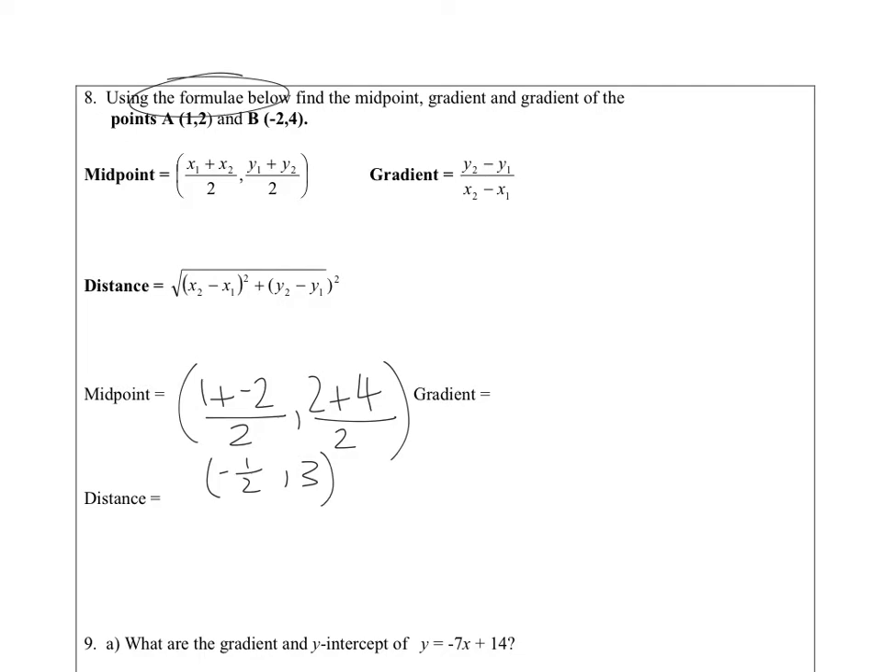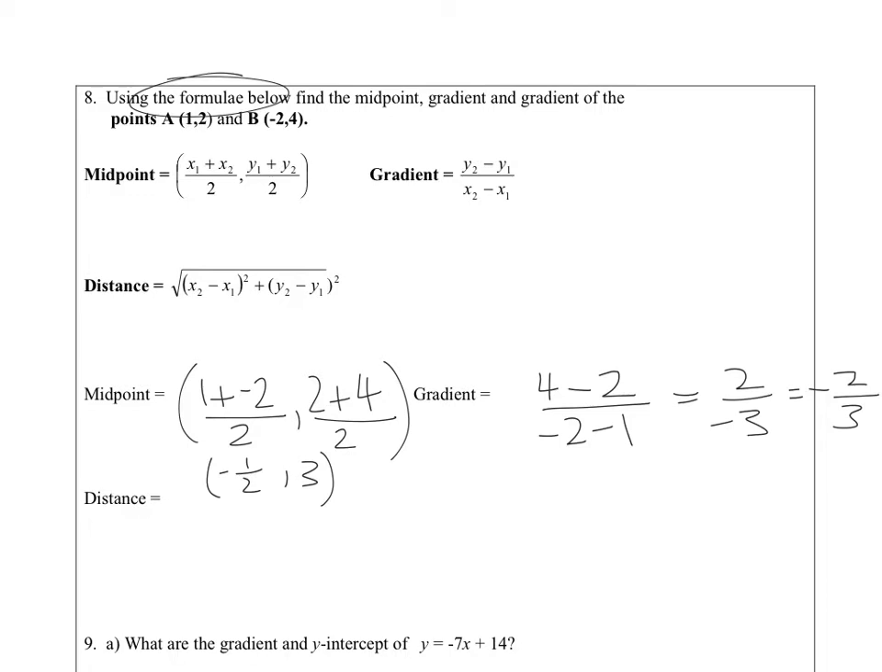Now the gradient, y2 is 4, take away y1 is 2. The second x value is negative 2, take away the first, so we get 2 over negative 3, which is the same as negative 2 on 3.